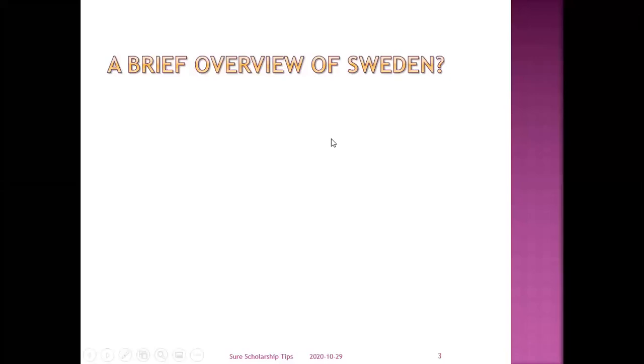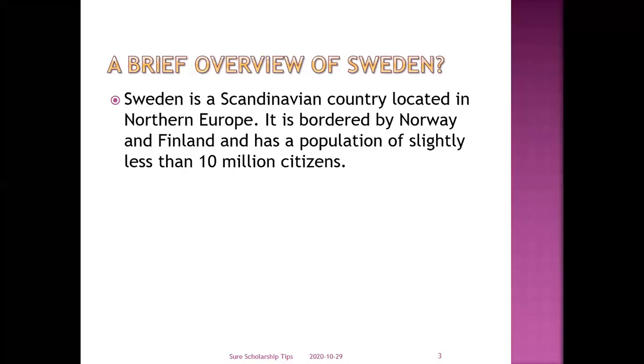So we have a brief overview of Sweden. Sweden, just as most of us already know, is a Scandinavian country located in Northern Europe. Sweden is bordered by Norway and Finland. By the south, it is bordered by the ocean. After that ocean, you get to Denmark. And it has a population slightly less than 10 million citizens, around 9.5 something million.